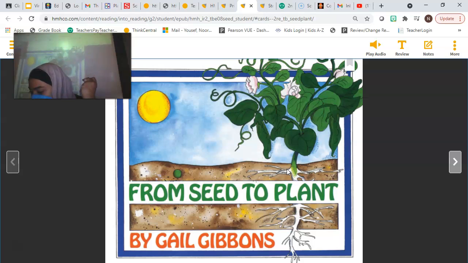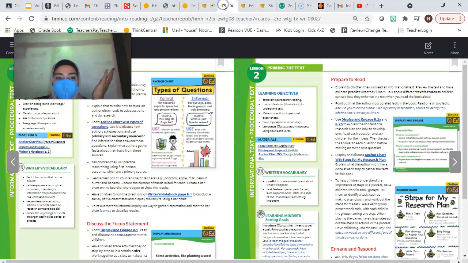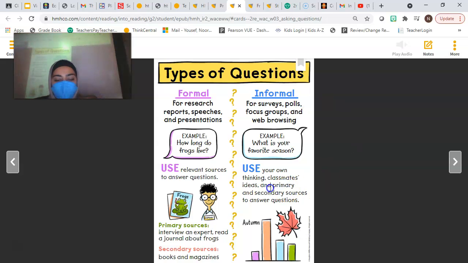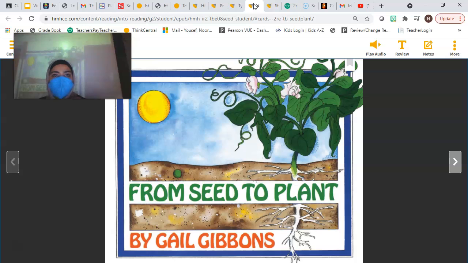All right, so do you think the author used a primary or a secondary source to identify the information here? Remember yesterday we talked a little bit about primary source and secondary source? We said that the primary source is an interview with an expert, or reading a journal. A secondary source is from magazines or books. So you think the author of this used a primary or a secondary source? What do you think, Renaya?